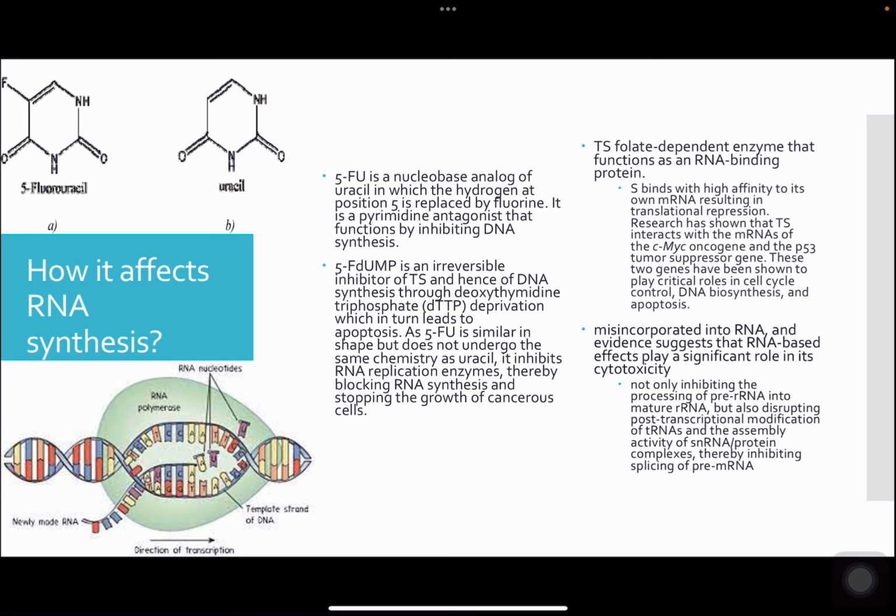Not only does it inhibit the processing of pre-rRNA into mature rRNA, but it also disrupts post-transcriptional modification of tRNAs and the assembly activity of snRNA protein complexes, thereby inhibiting splicing of pre-mRNA.